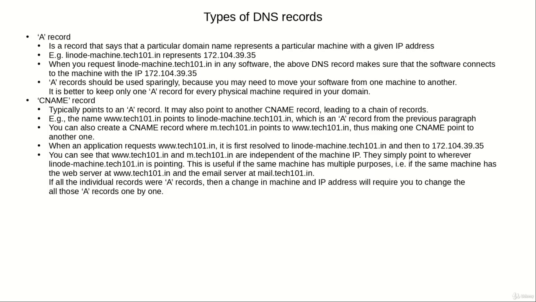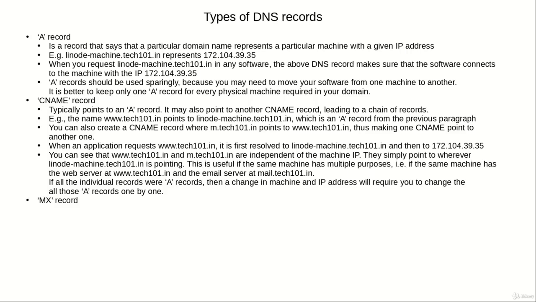For example, if the same machine has the web server at www.tech101.in and email server at mail.tech101.in. If all the individual records were A records, then a change in machine and IP address will require you to change all those A records one by one.